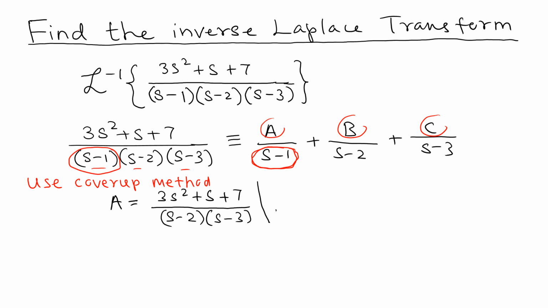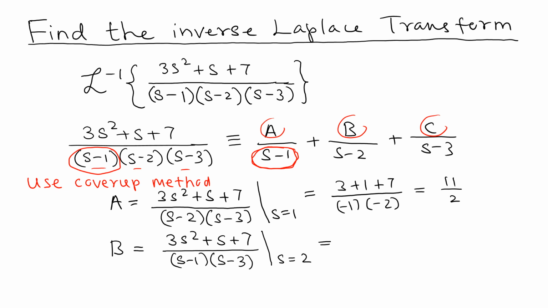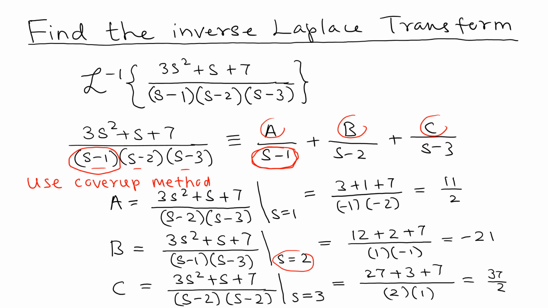So you can plug in s equals 1 into this expression, and this is going to give you the value of A. If you plug in 1, you get 3 plus 1 plus 7 in the numerator, and in the denominator you get negative 1 times negative 2. When you simplify, you get 11 over 2. That is the value of A. Similarly, you can find B and C like this. We remove the s minus 2 factor and plug in s equals 2, and we remove the s minus 3 factor and plug in s equals 3. So you get negative 21 for B, and for C you get 37 over 2.